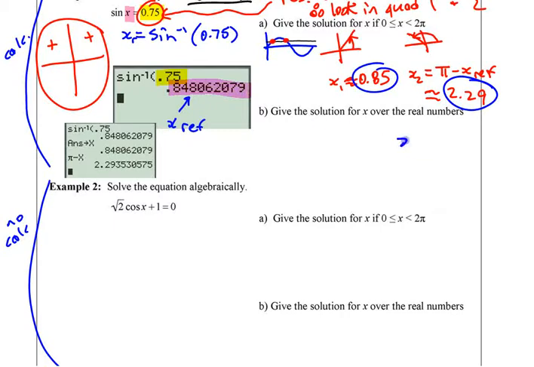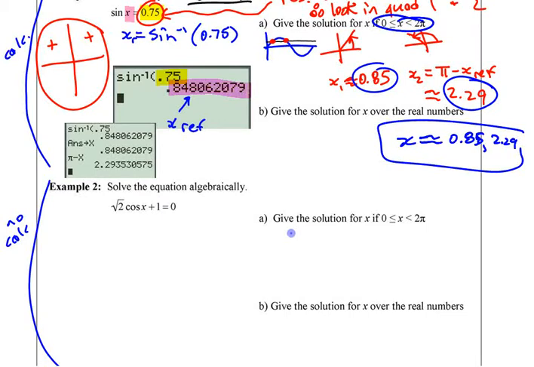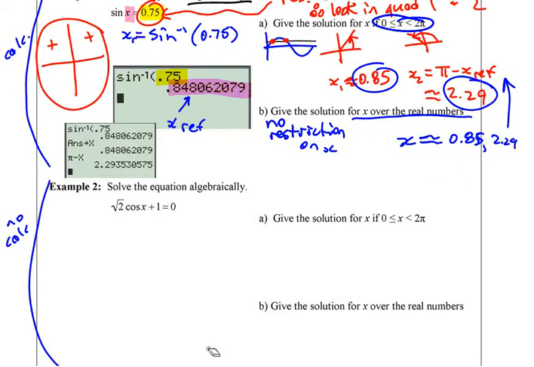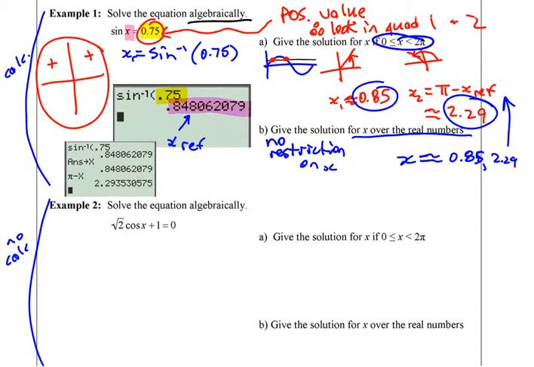You can say, I'm going to have to put it down here, but x is roughly 0.85, or it's 2.29, if you're looking between 0 and 2 pi. If you're looking over all of the real numbers, as in no restriction on x, right? If there's no restriction on x, it's more than just these two values then. If there's no restriction on x, how do I find the rest of the solutions here?